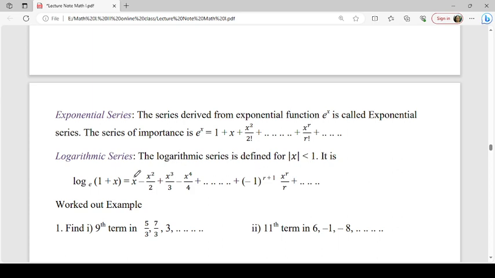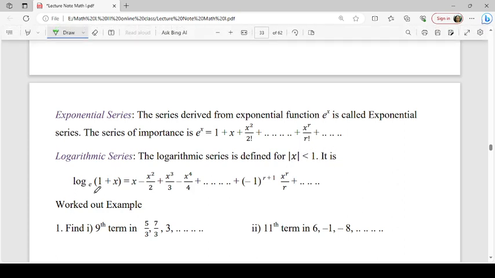And this logarithmic series is defined for mod x less than 1. Mod x should be less than 1, then log of 1 plus x to the base e is x minus x square by 2 plus x cube by 3, this one. And for x equal to 1 it is also defined, so we have log of 2, which is 1 minus 1 by 2 plus 1 by 3, etc., etc. But for x equal to minus 1 it is not defined.